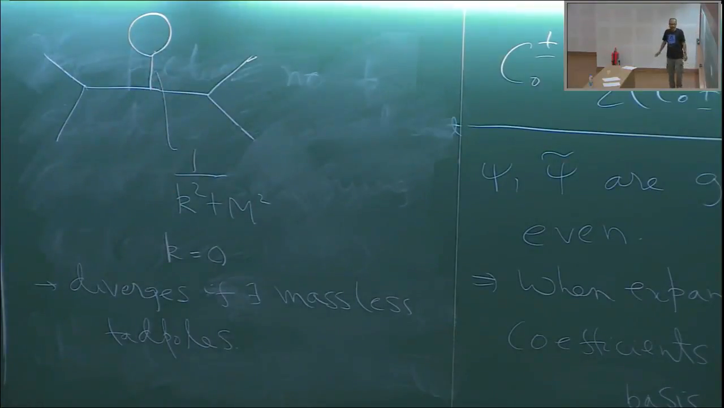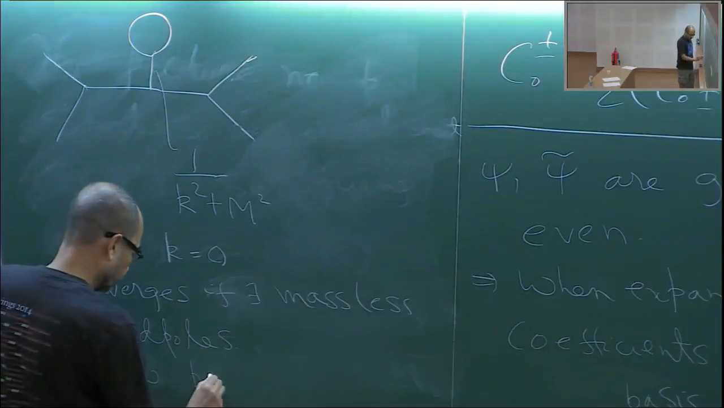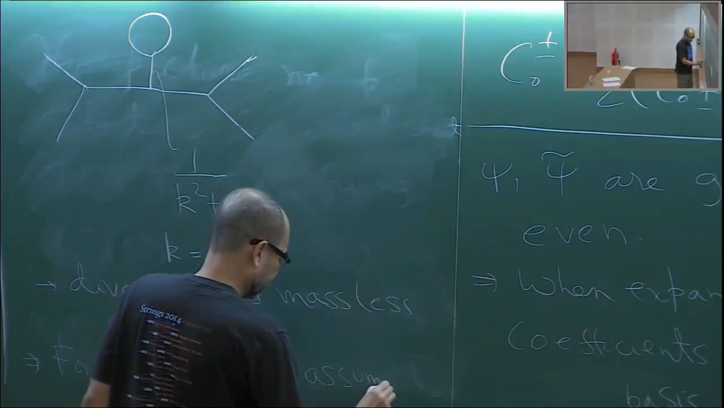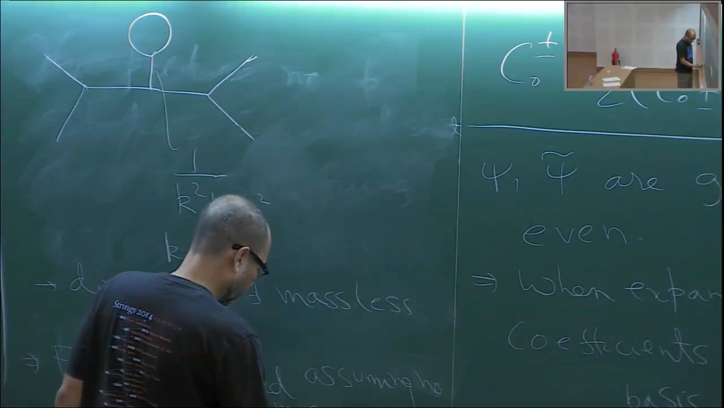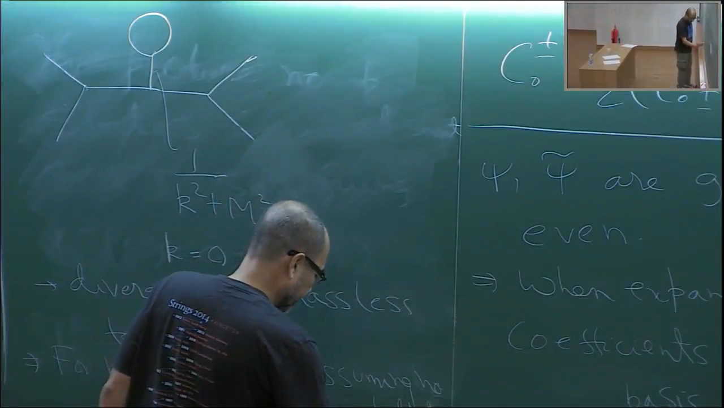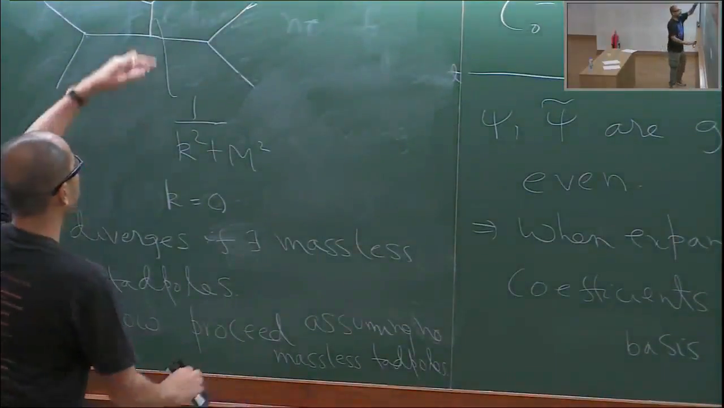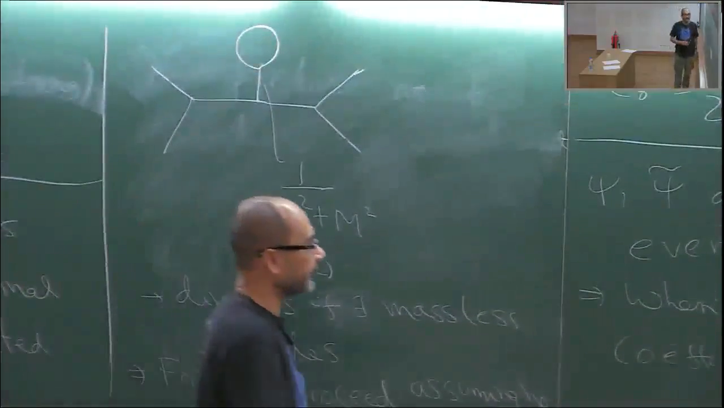So what I am going to do with this G doesn't make sense in that case. But for now, proceed assuming no massless tadpoles. Later on, we'll rectify this. In fact, one of the motivations for doing string field theory, of course, is to deal with these cases, when you have massless tadpoles. And this in the Riemann surface picture will show up as divergence from the boundary of the moduli space.